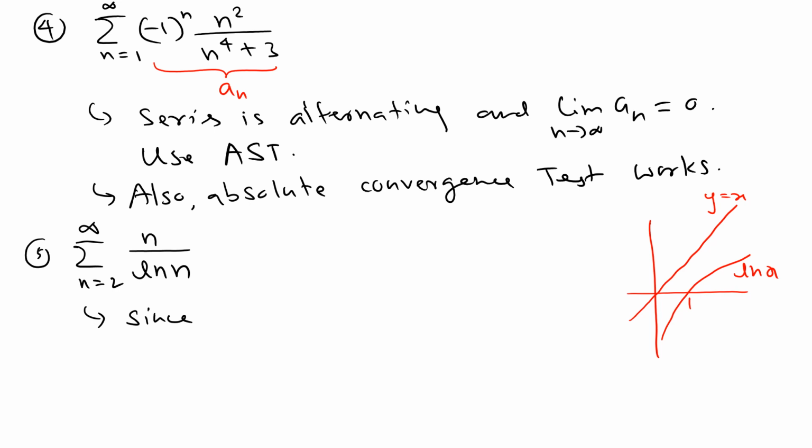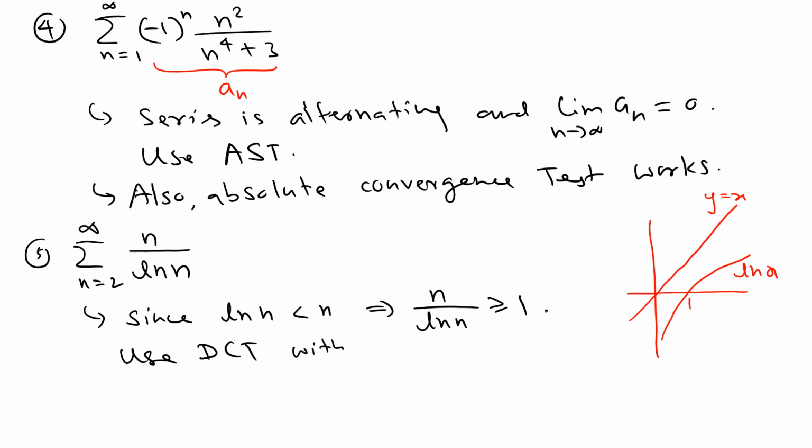So because of that, since ln n is smaller than n, this says that n over ln n is bigger than 1. Right? So we can simply use the direct comparison test with the series. The comparison series is simply 1. Just pick 1, because that one diverges, and so this has to diverge. Okay, so use the direct comparison test. Good.